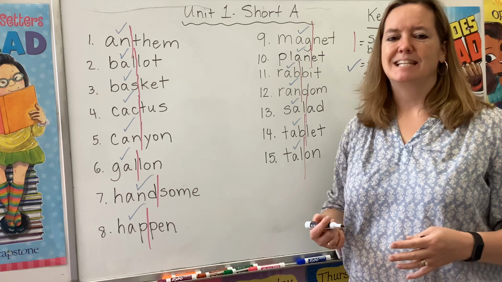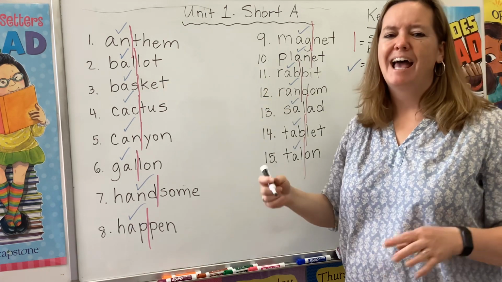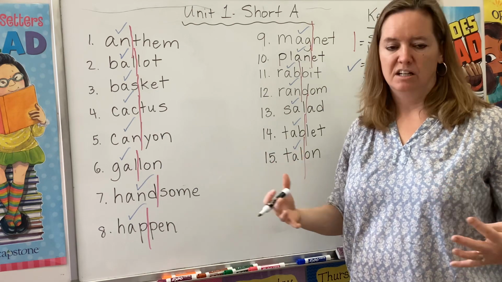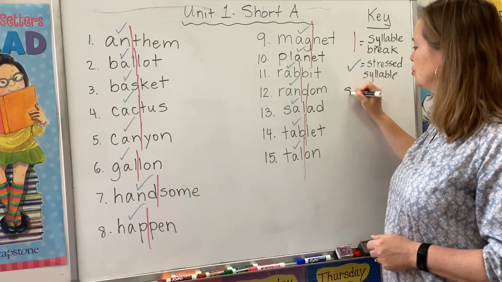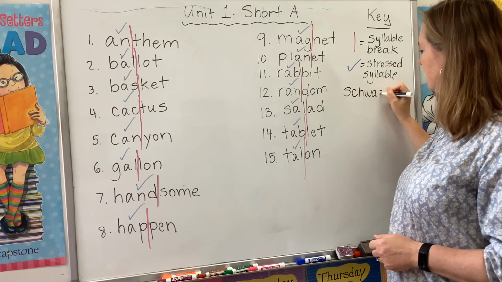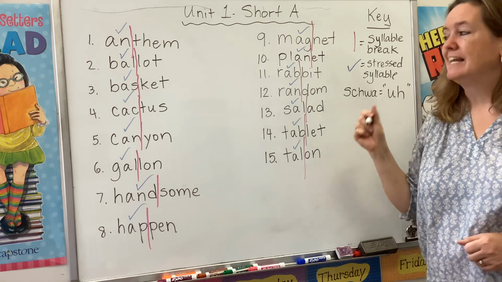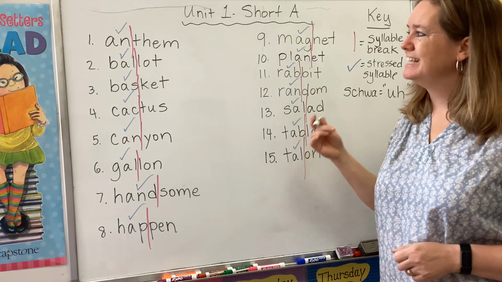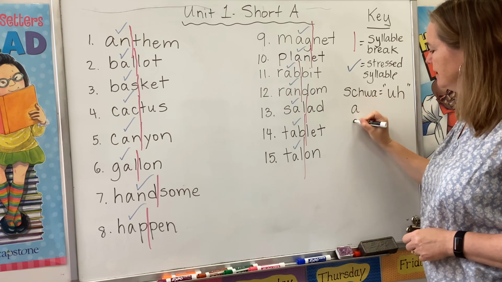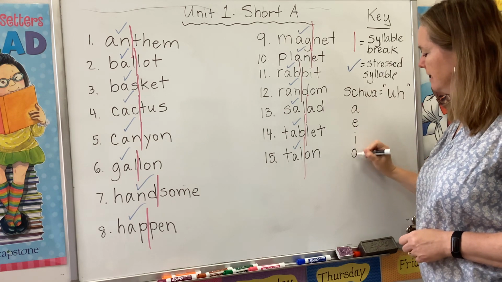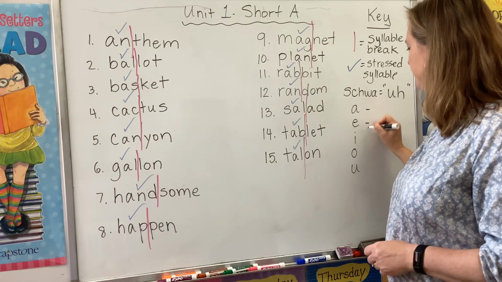What that means is that instead of the E saying eh or the O saying ah, everything turns into this sound. We call that the schwa. Okay? Schwa is kind of an uh sound. Now, what makes these words tricky is that that schwa can be represented with an A, an E, an I, an O, or a U. So let me show you that.